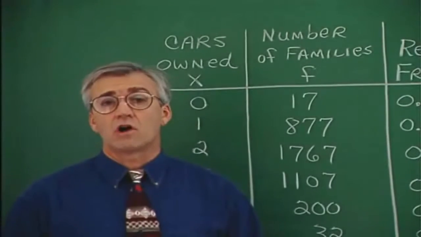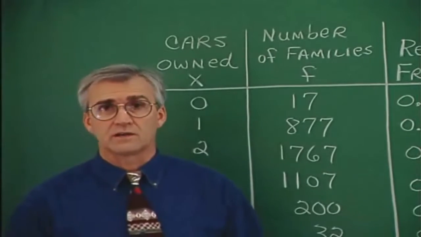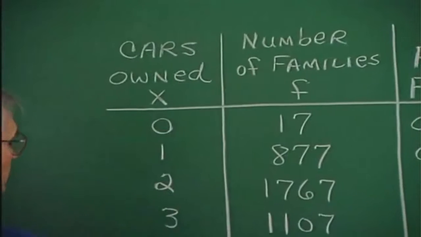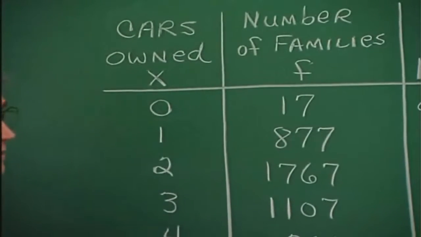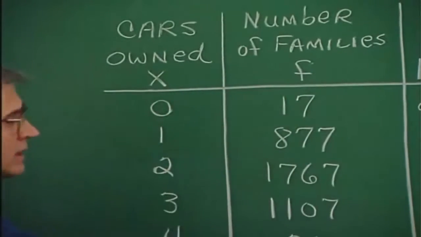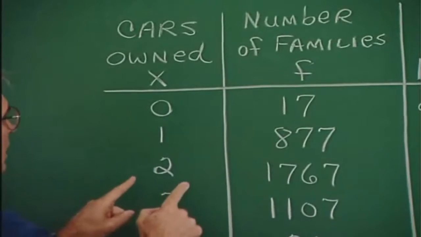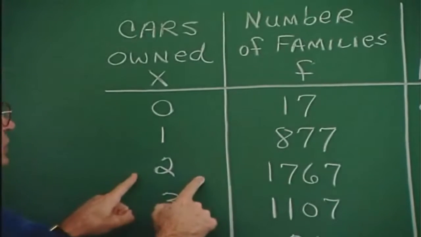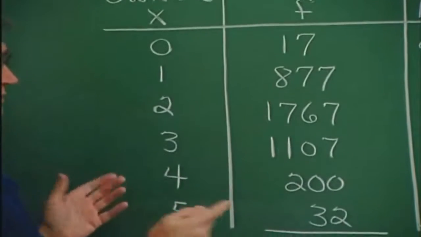Consider this problem involving the number of automobiles owned by families in a small town. Here we have the number of cars owned, and here we have the number of families that own this many cars. So this is a column of x's, and these are frequencies then. So to interpret the chart, we're thinking that there are 1,767 families that have 2 cars. This many families have 3 cars, this many have 4 cars, and so on.